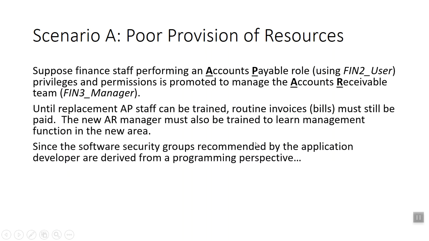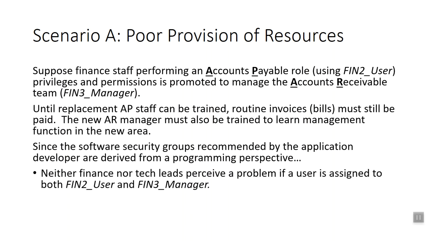The problem is that since software security groups recommended by the application developer are derived from a programming perspective and not based on the local context for the roles and assignments, neither the finance nor the tech leads perceive a problem if a user is assigned to both fin2 user and fin3 manager. It looks like, oh, they just have more access to more modules, but they're moving up and there's some transition. That's normal, right? They don't really connect the dots. They don't really see the problem.